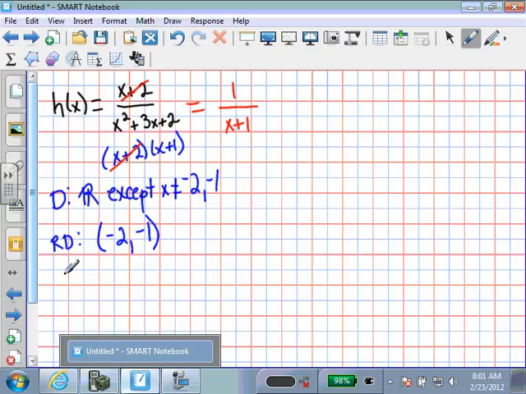The one that didn't cancel becomes my vertical asymptote, so x equals negative 1. Notice those things went together. For my horizontal asymptote, I would work from my simplified version. The degree of the numerator is smaller, so y equals 0 is my horizontal asymptote. Okay, so let's draw this.